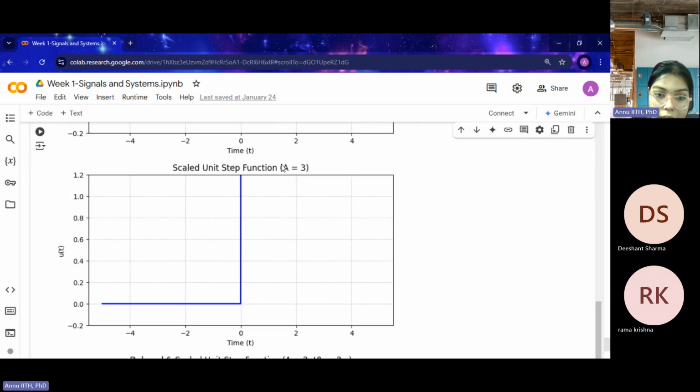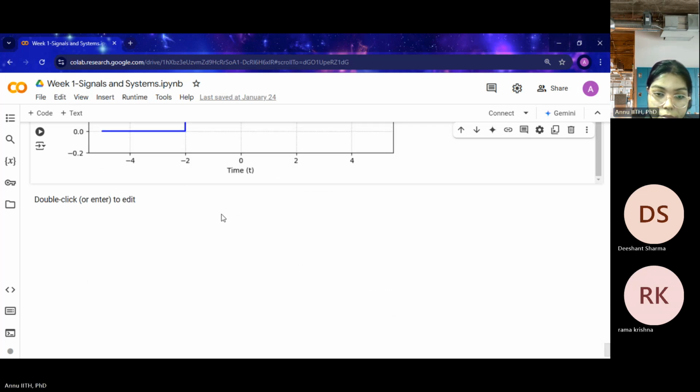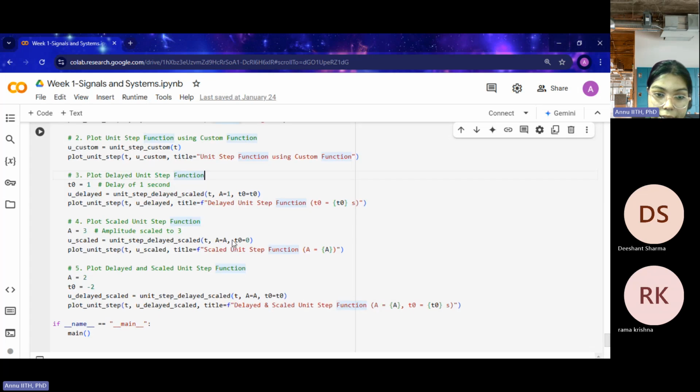Scaled version, a equals to 3. And since it is going above that, it's not plotting because 5 must be some value was there, and this is not showing the y-axis. And this is a scaled and delayed version. So scaled 2 and delayed is -2. So how this looks like in practice.